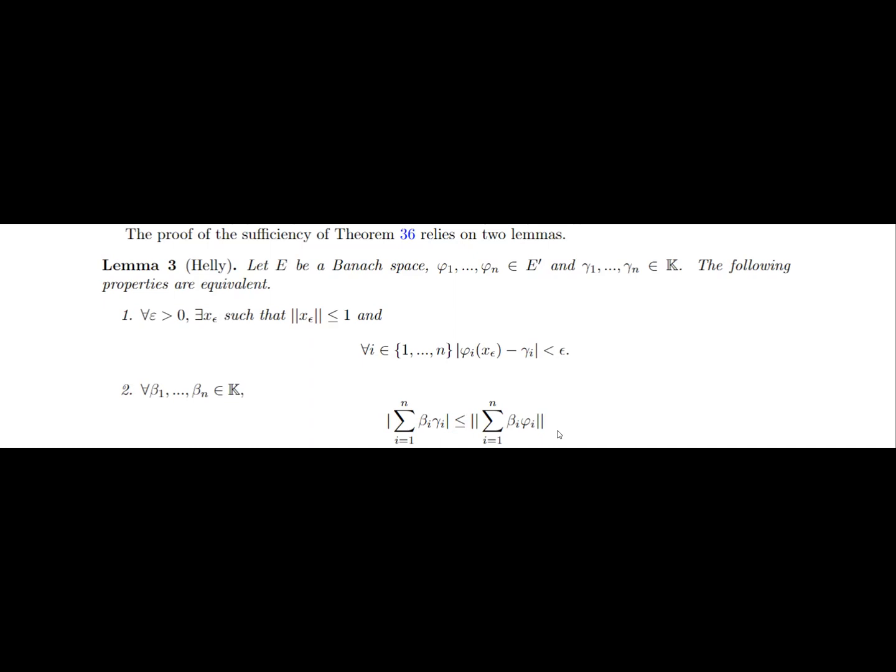Now we want to prove the converse, that is, if the closed unit ball in E is compact for the weak topology, then E is reflexive. So to do that, we will need two lemmas.